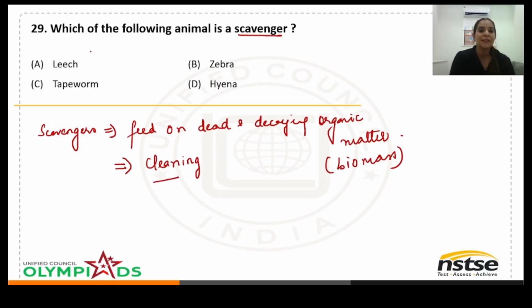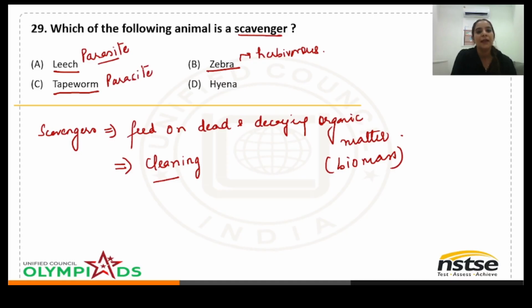Now here the option says leech. A leech is not a scavenger. Instead, it sucks blood. It's a parasite. It lives on or in the body of another organism and obtains its nutrition. Zebra is herbivorous. It feeds on grass. And tapeworm, again no, because tapeworm is also a parasite. It lives inside the body of another organism to obtain nutrition. So you are left with only the last, hyena, and it is right.